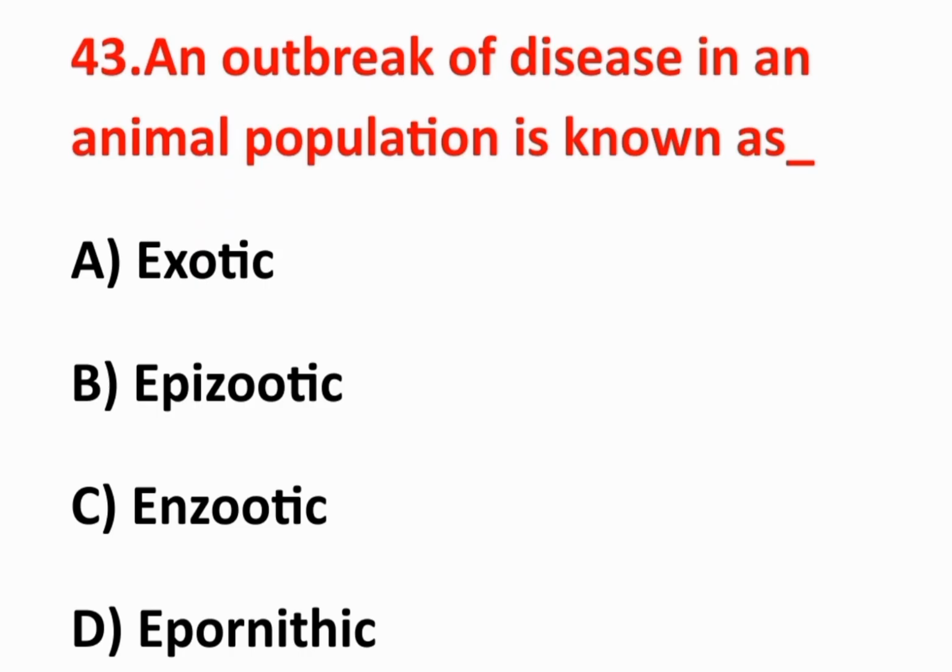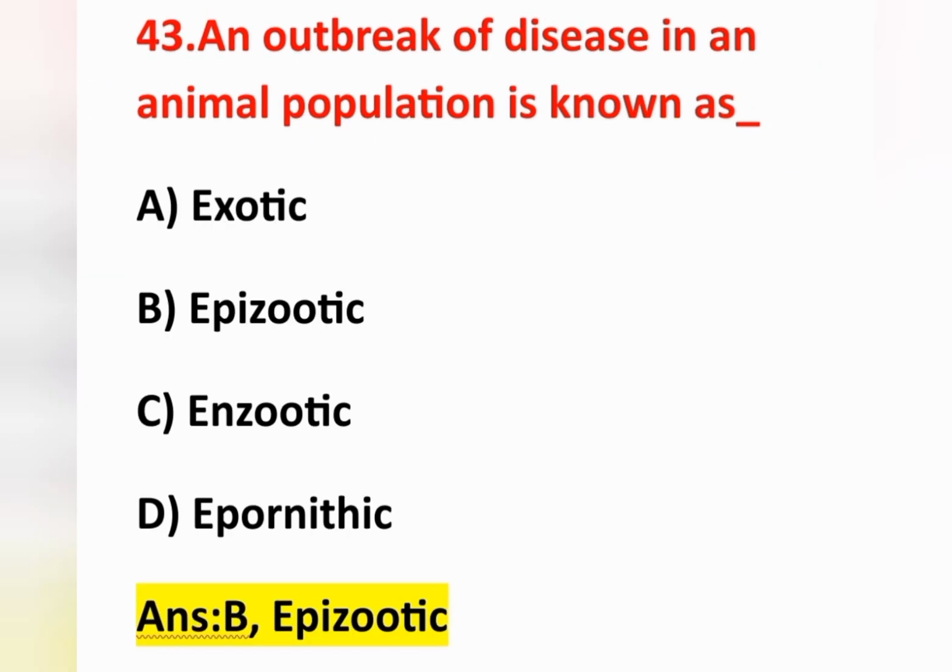The next question, an outbreak of disease in an animal population is known as. And our options, option A exotic, option B epizootic, option C enzootic, option D epornithic. Here correct answer is option B epizootic is the outbreak of disease in an animal population. Here epizootic means an outbreak of disease. Outbreak of disease means it's an epidemic disease occurring in animal population is known as epizootic.